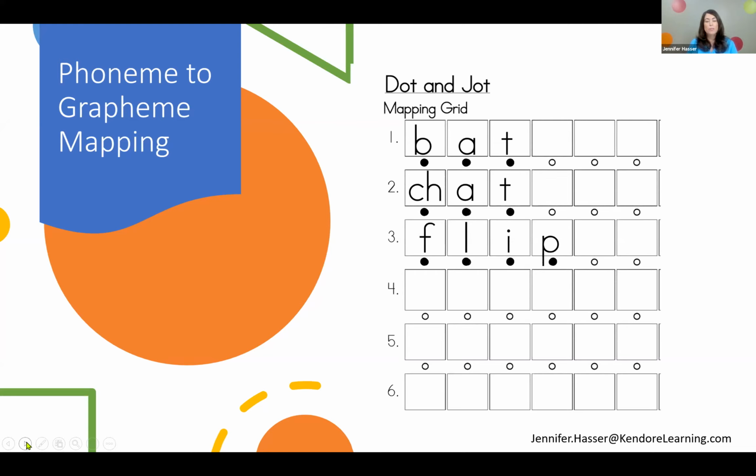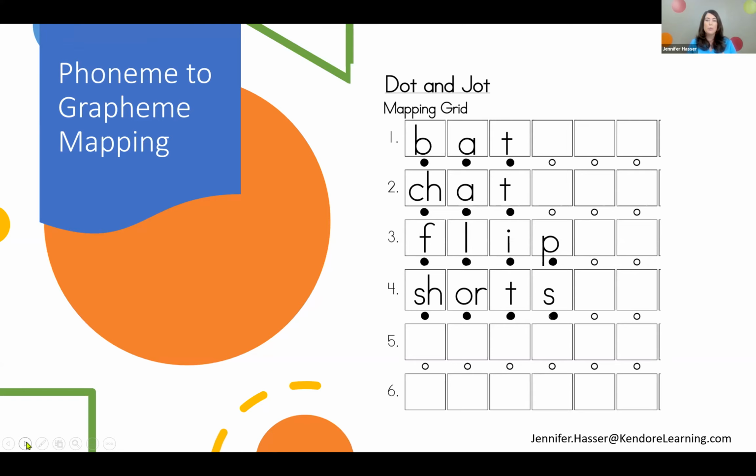So flip: four sounds, four letters. Now I'm going to say shorts. I have to wear shorts in the summer. So we're going to have sh, or, t, s. We still have four sounds, but that's a lot of letters. Sh is two letters, one sound, and then the T and the S.